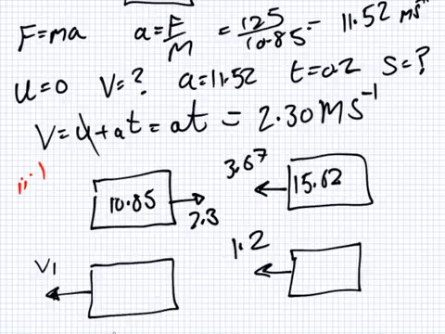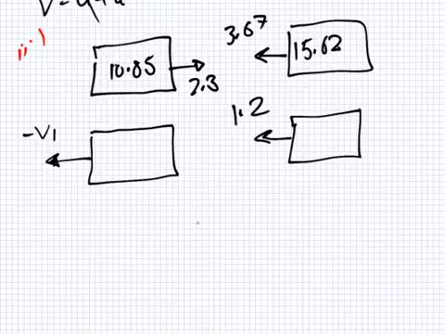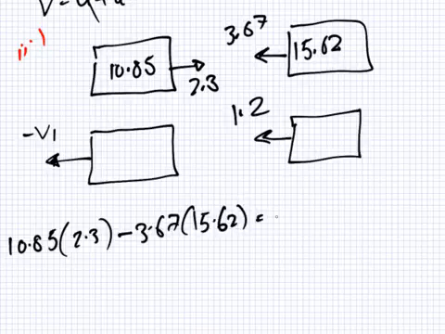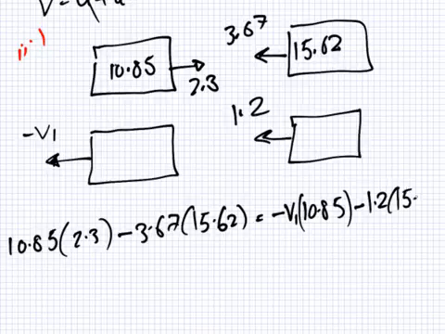If I call it V1, my answer will be negative. Well, the question is the new speed and direction. So I already know the direction. It has to be heading to the left. So I just need to find the speed. It can't pass through B, so it has to be heading to the left. Right, so 10.85 times 2.3 minus 3.67 times 15.62 equals minus V1 times 10.85 minus 1.2 times 15.62. So the speed equals, and it's to the left.